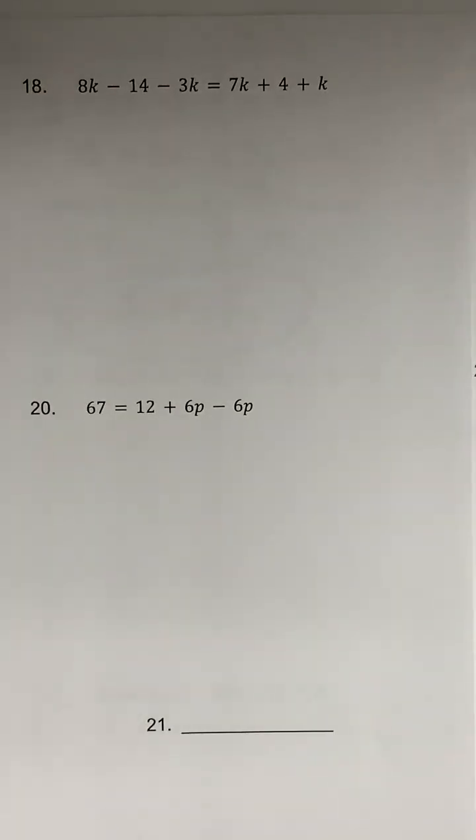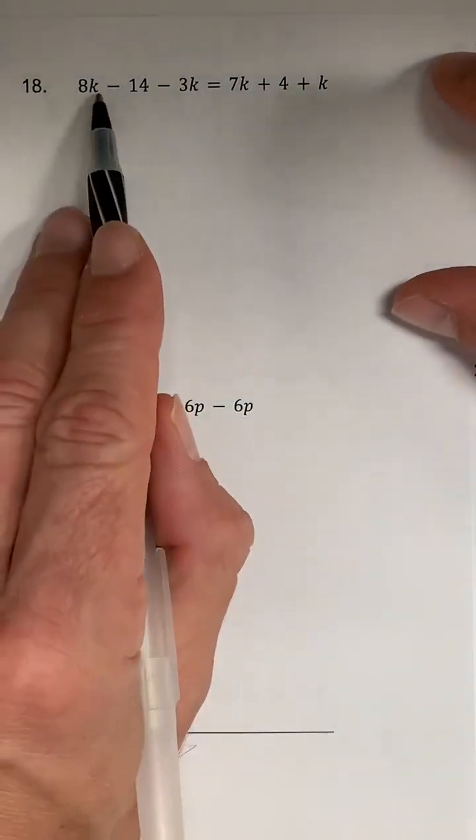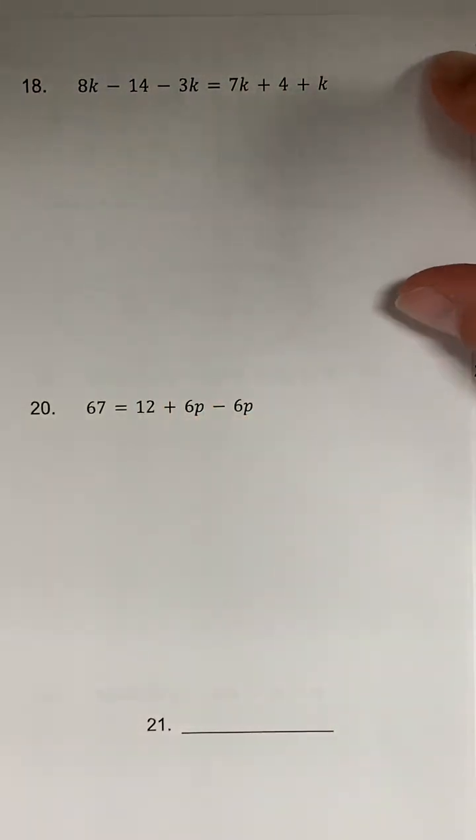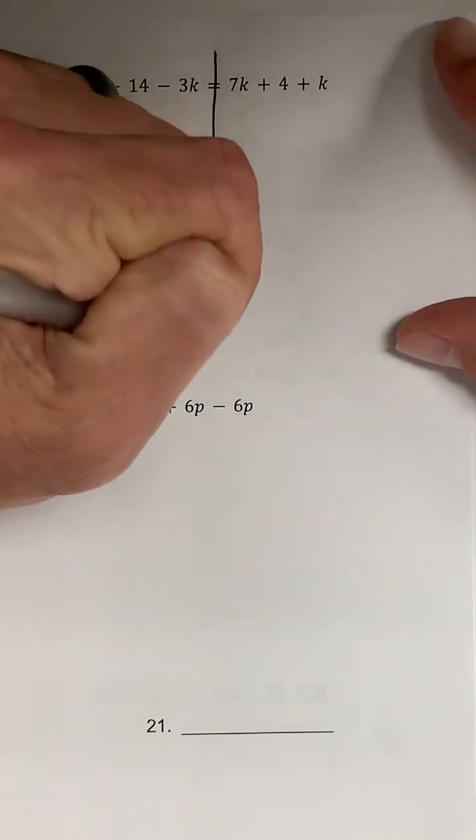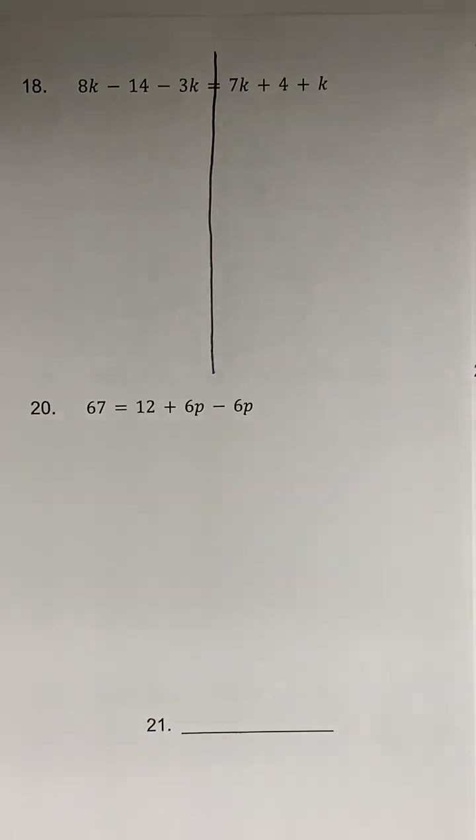In problem number 18, we're also asked to solve. This time we're going to be solving for k, so we want to get the k all by itself on one side of the equation. I always start solving problems by drawing a line through the equal sign to separate each side of the equation.